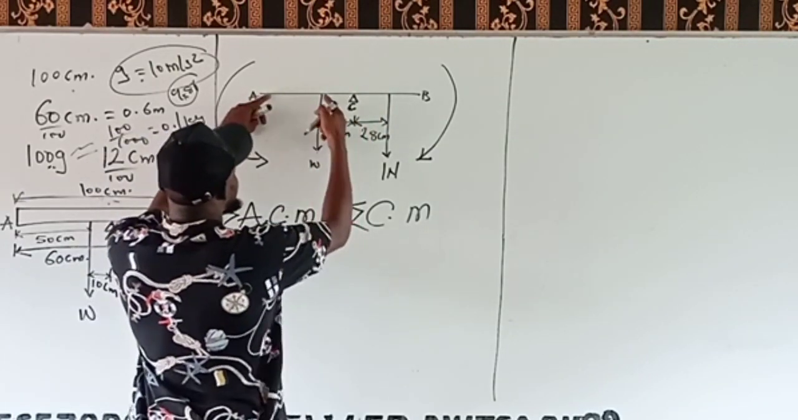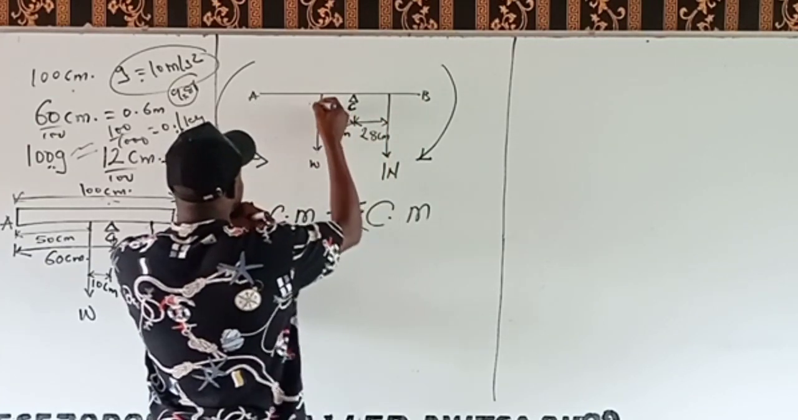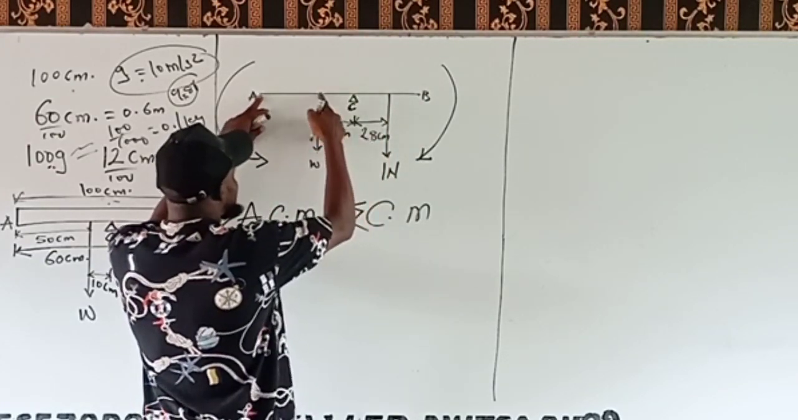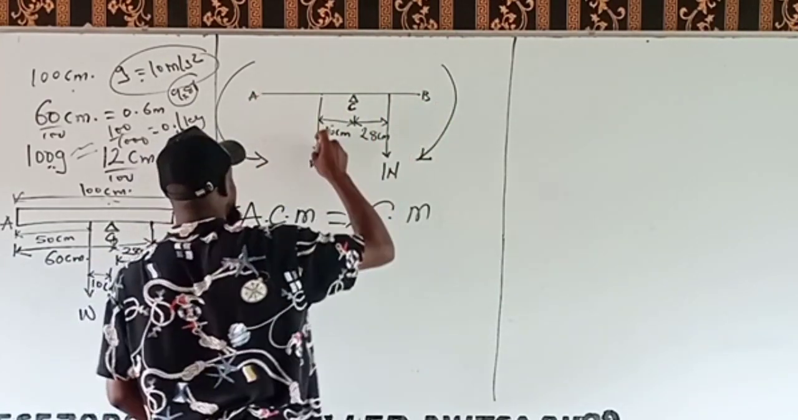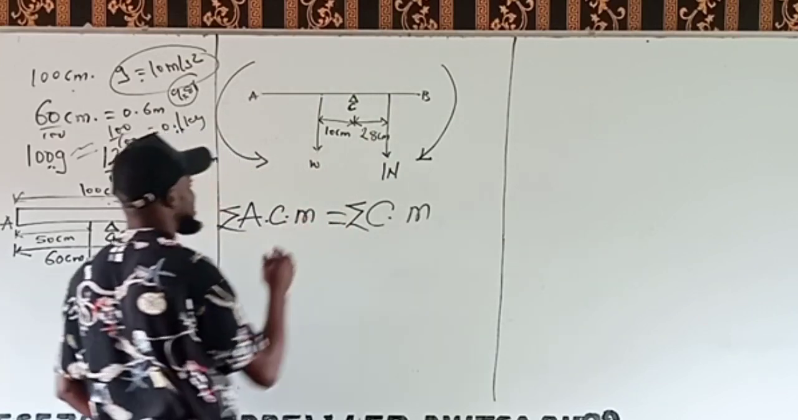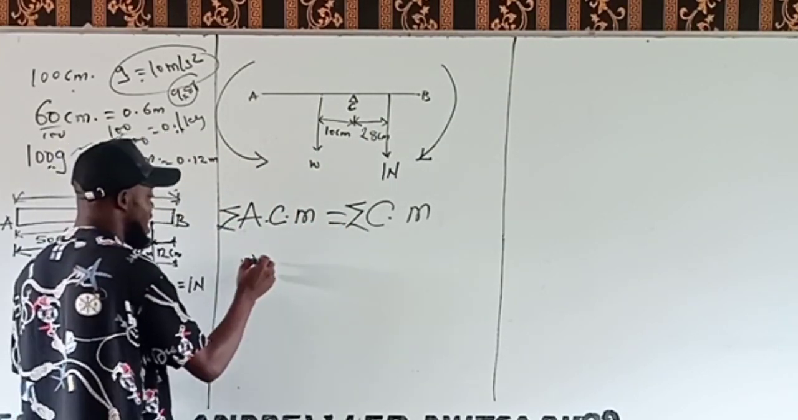The weight will rotate this beam about this point, something like this. Check: if you put a weight here, it's going to rotate it this way, in this direction. So this is anti-clockwise. So that will be W, this anti-clockwise moment, W times.